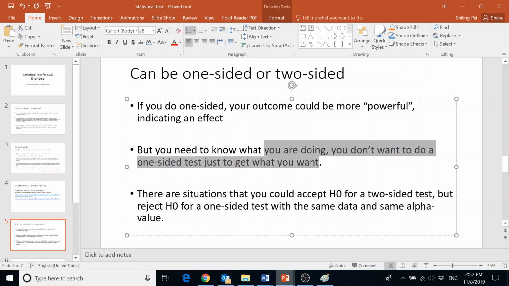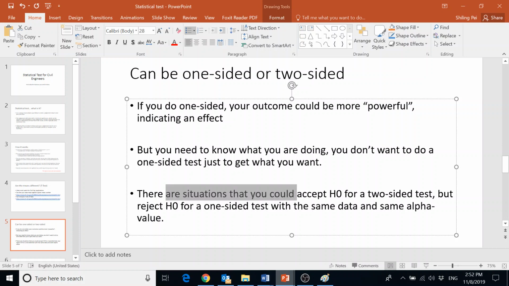They say, "Oh, I want to prove this." They kind of rig the test to get the result they want and then they pass. Don't do that, okay? Then there are situations, like I said, where you can accept H naught, the null hypothesis, for a two-sided test, but reject it for a one-sided test with the same data, same confidence, same alpha value. We just showed that. And sometimes when you're doing a one-sided test, rejecting H naught is actually what you want, because H naught is that everything's equal, right? You don't get anything. You want to reject it so that you can accept it's greater than or smaller than.